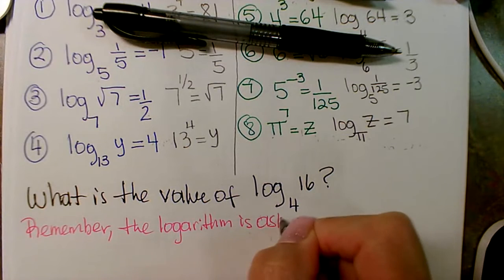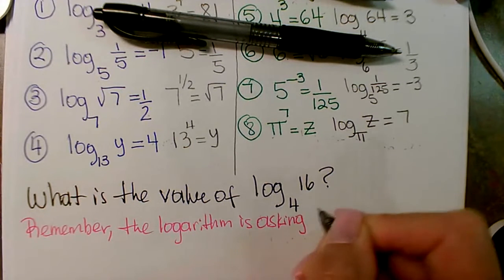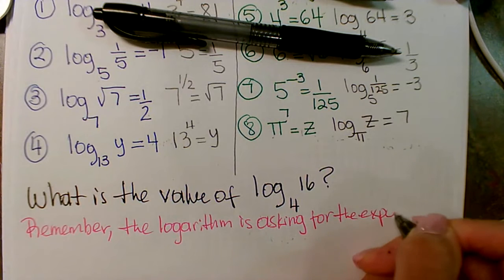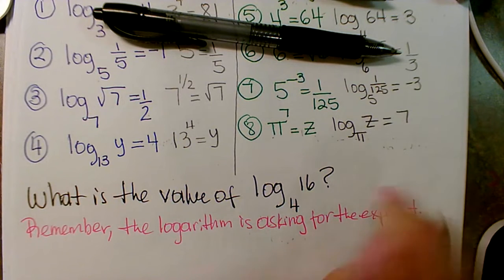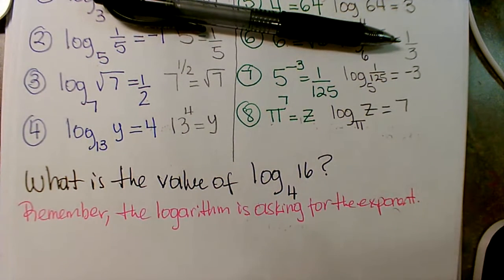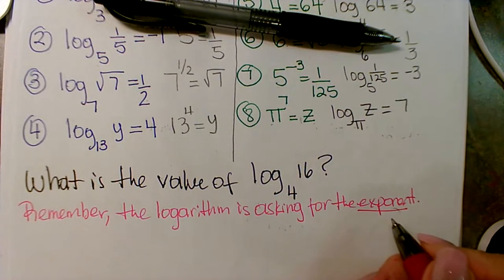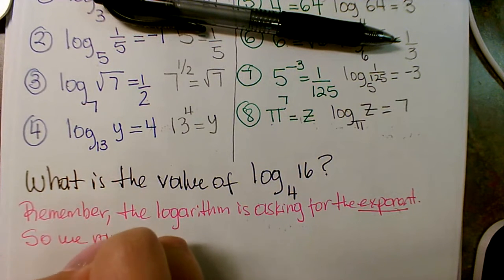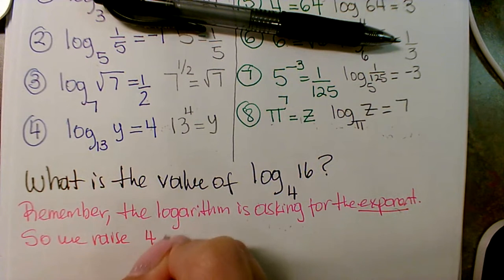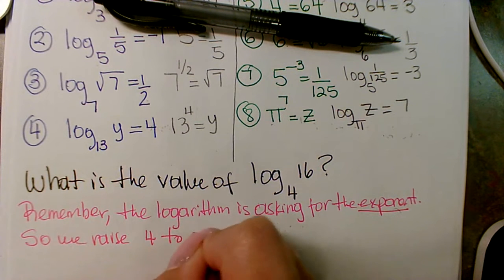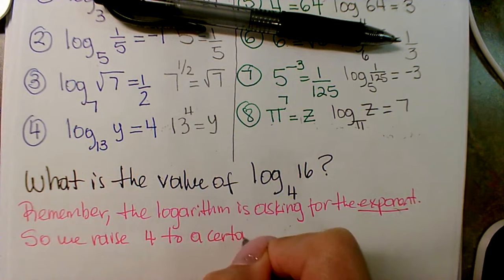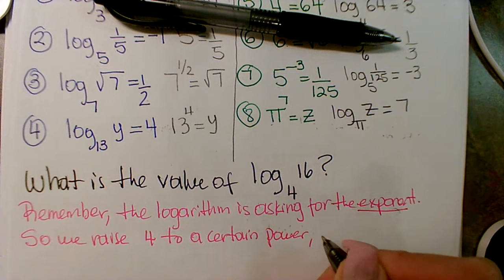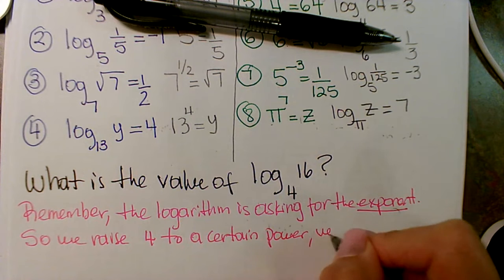It's asking for the exponent. That's what it's asking me. So when we raise 4 to a certain power, we will get 16.